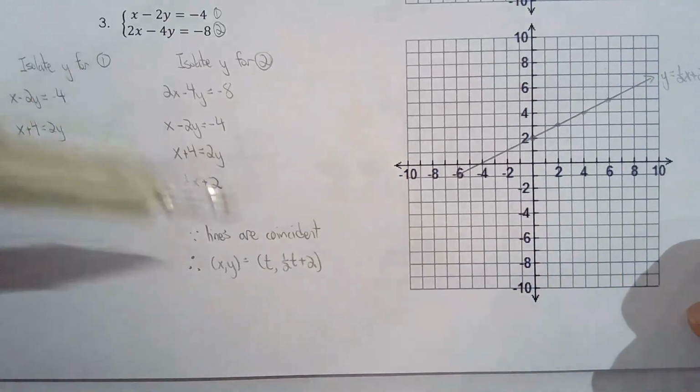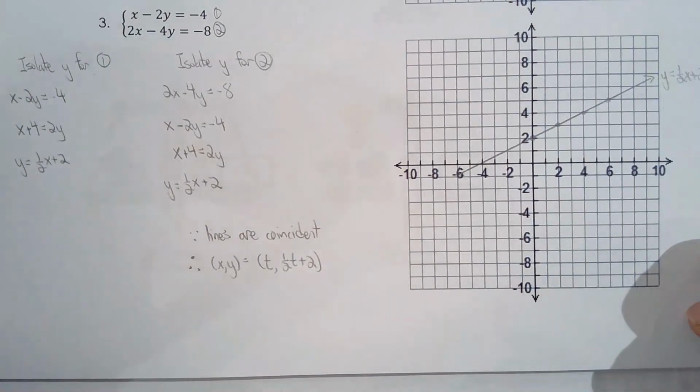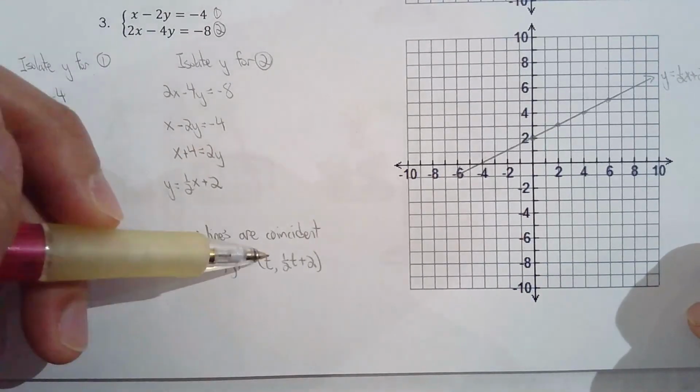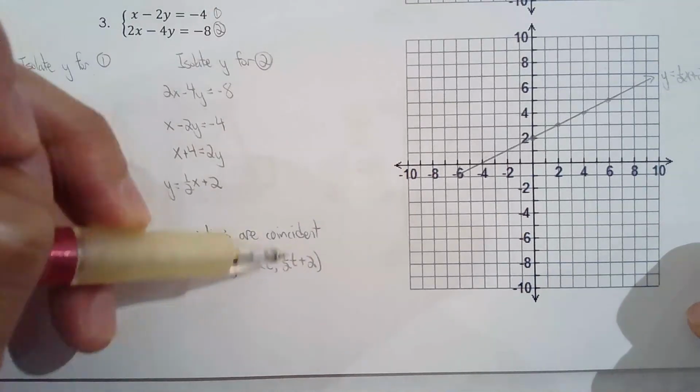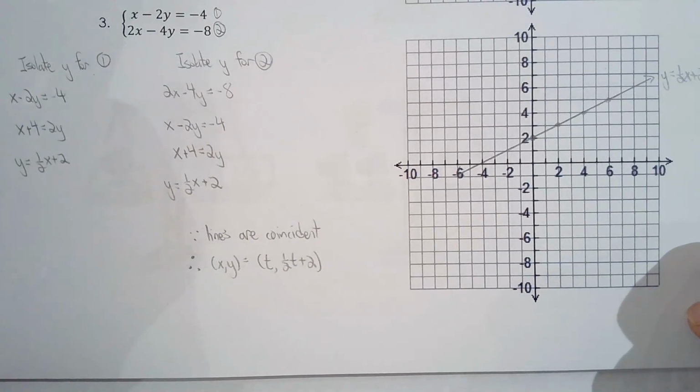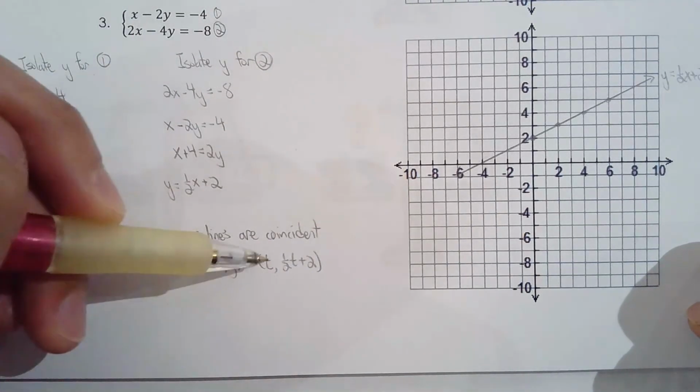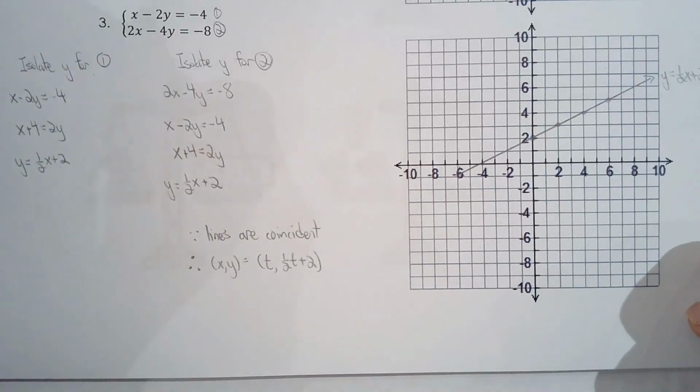So generally we replace x with another parameter, so we say t or anything else really you want. So if x is equal to t, then your y coordinate will be in the form of half t plus 2. If you wrote x and half x plus 2, I would accept that as well.